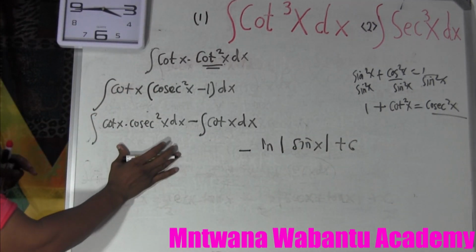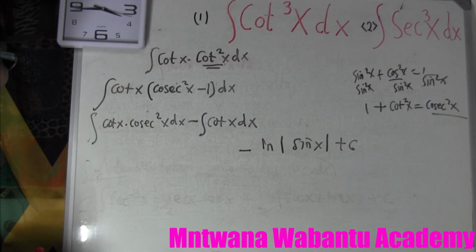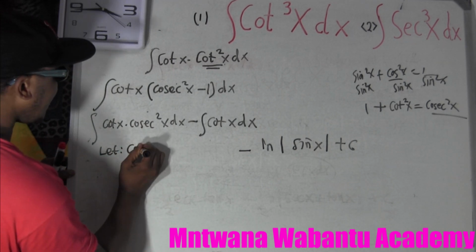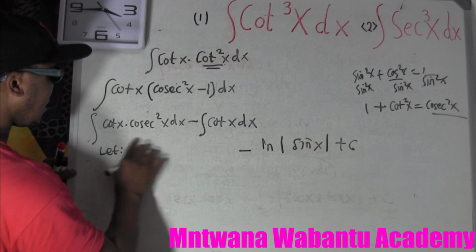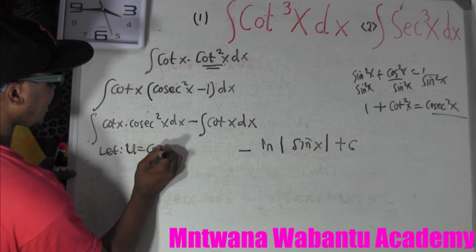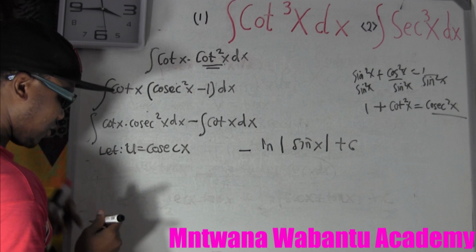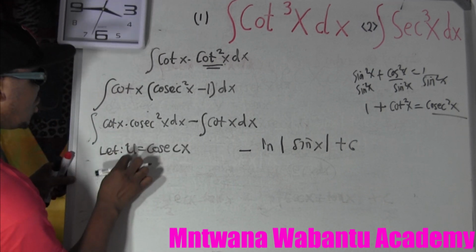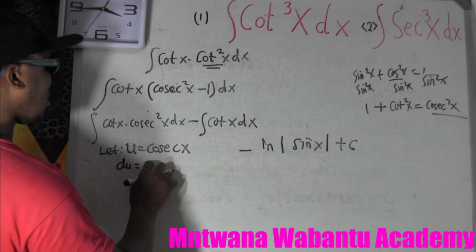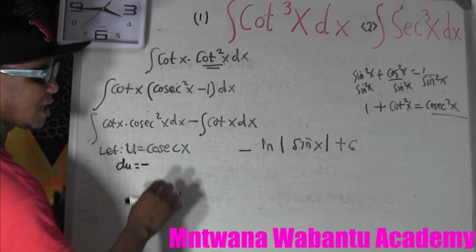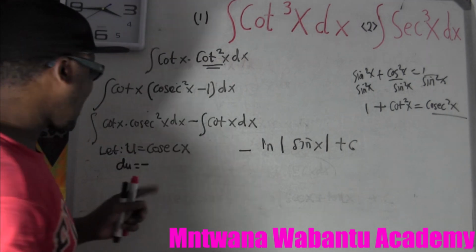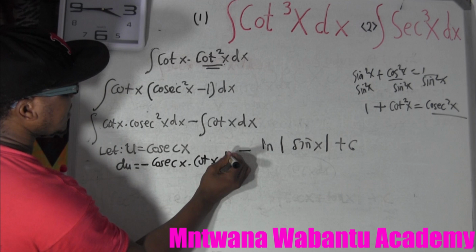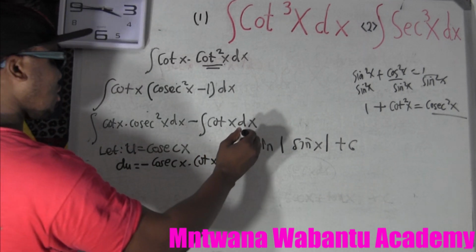But now let me deal with this one. So this I have to let, which am I going to let? I'm going to let cosec. So let u equal to cosec x. And then I'll differentiate. When you differentiate u, you get du, and when you differentiate cosec, you get negative cosec cot dx. Okay? So let me just keep it like this.